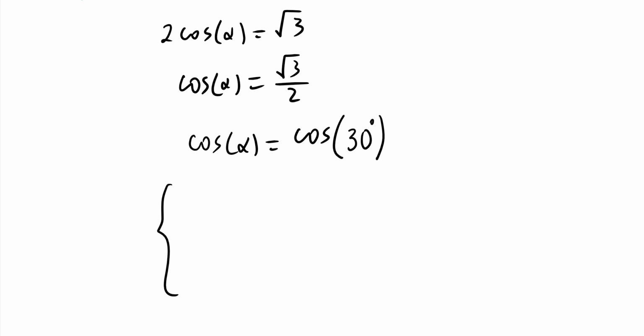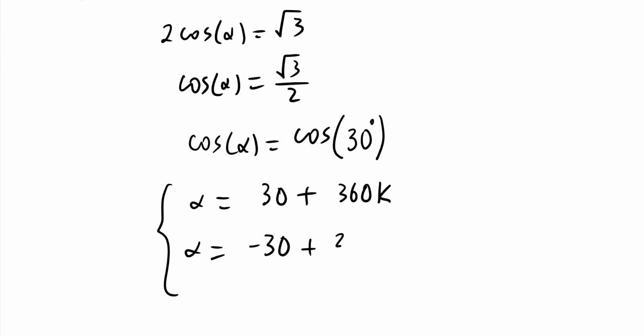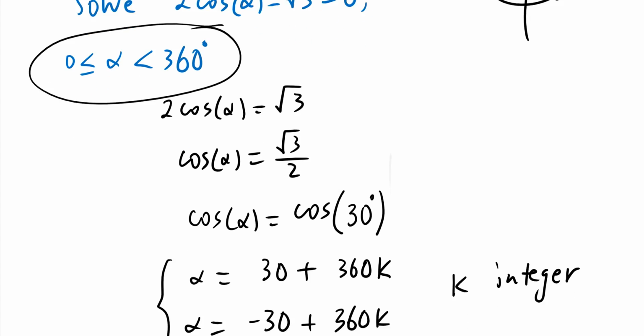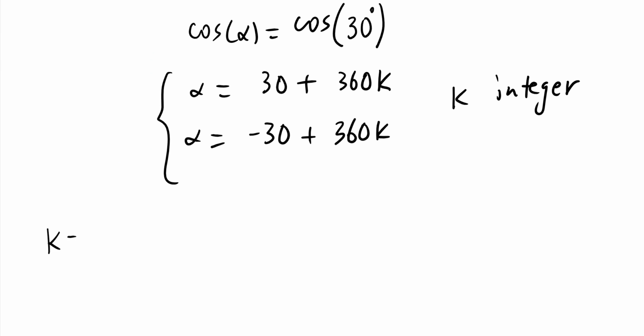Based on the formula I gave you earlier, alpha equals 30 plus 2k pi, which is the same as 360k, or alpha equals negative 30 plus 360k, k an integer. Always label that k as an integer, so whoever reads this knows what k is. Now remember, they give us a condition on alpha. It can't exceed 360 or go below 0. So always start within the neighborhood of 0. If k is 0, I get from the first one 30 and the second one negative 30. But negative 30 doesn't work.